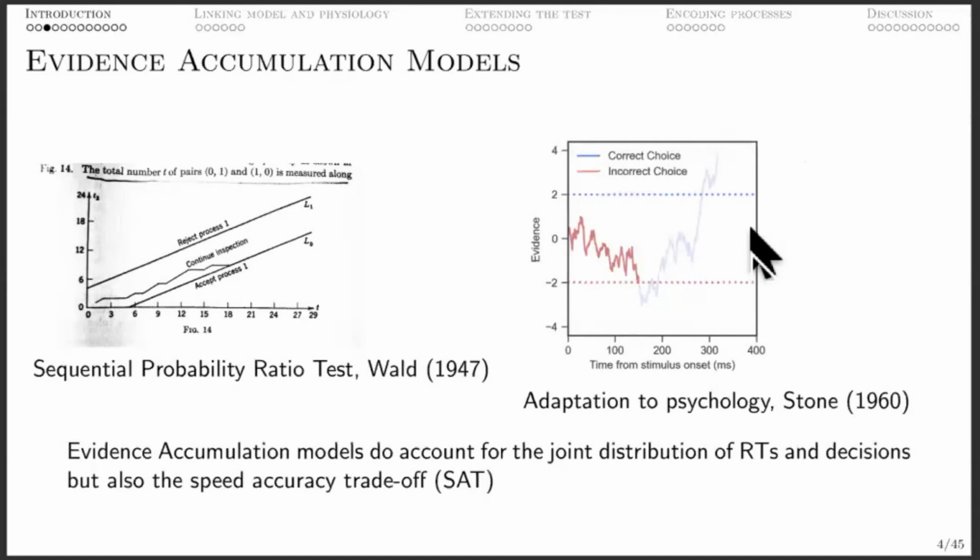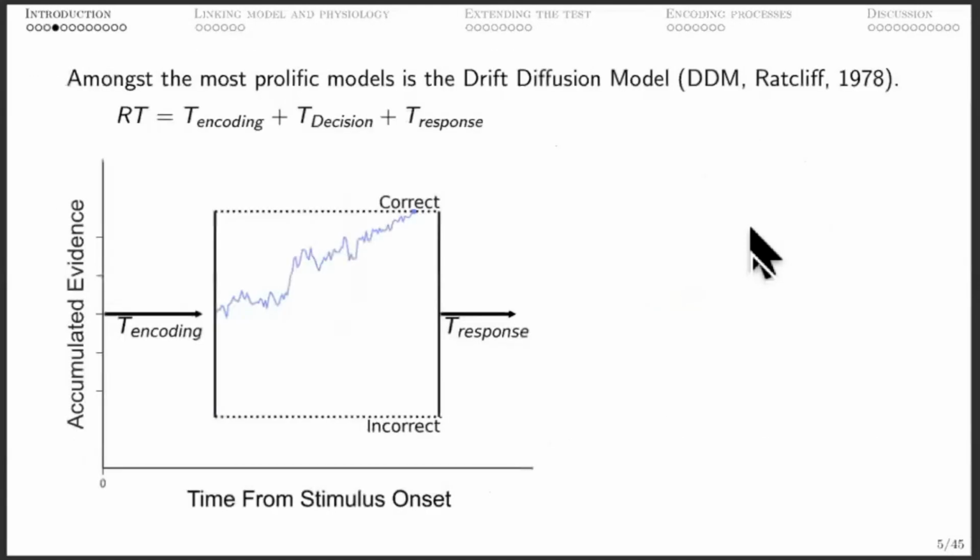Among the models of the evidence accumulation framework, the arguably most prolific and one of the focuses of the talk is the drift diffusion model developed by Ratcliff in 1978. In this model, the reaction time is thought to be the sum of three independent serial stages: a time needed to encode the stimulus, a time needed to decide, and a time to execute the response.